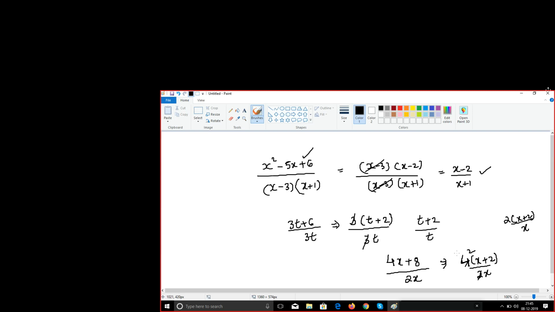Oh, you can? Yes, definitely you can. Okay. I cancelled out the x for some reason. Okay, so if you do this, it's like this you have to do. So if you cancel out x, you get 2 plus 4 over x. Is this clear? Yes, okay.